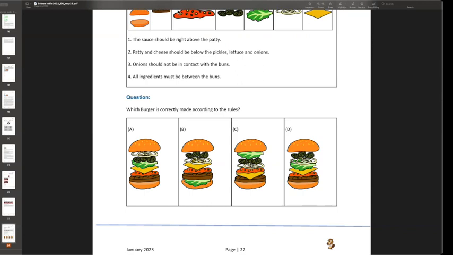So somebody said C, but that's actually a little wrong because the first rule is that sauce should always be right above patty. In C, the cheese is in between the patty and the sauce. So it cannot be C. Yeah, the correct answer is D. So it follows all the rules. The sauce is right above the patty. The lettuce, pickles, and onions are above the patty and cheese. And the onions are not touching the bun. And everything is inside the buns. Okay. So now I'll move on to the next question.